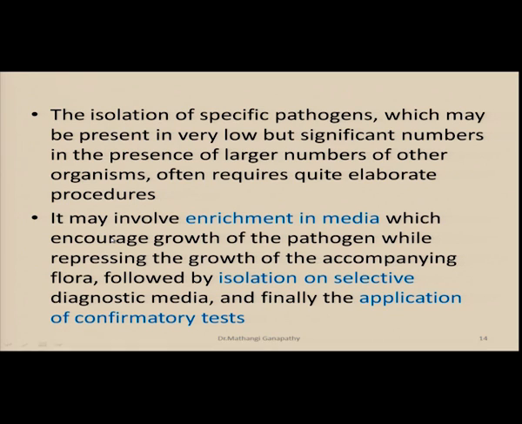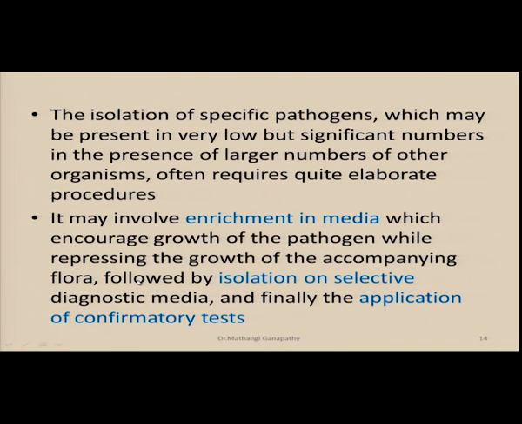So for this isolation of pathogen, we require enrichment in media which will encourage the growth of the pathogen while repressing the growth of accompanying flora, meaning from the mass of normal microbiota which grows up in a selection medium, we have to enrich the medium in such a way that only the smaller number of pathogens grow up, whereas the other organisms are inhibited or their growth rate becomes low.